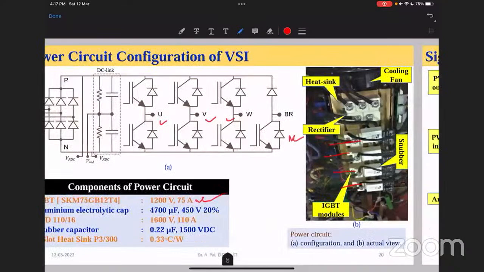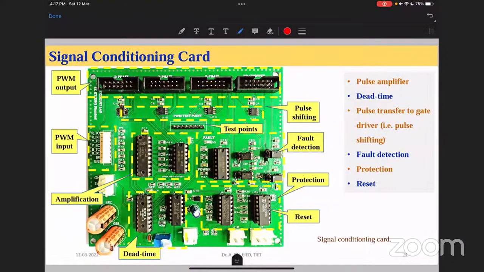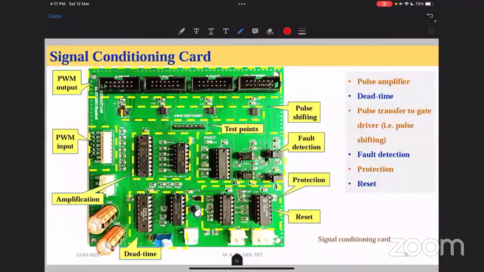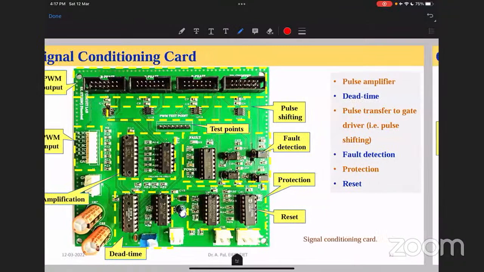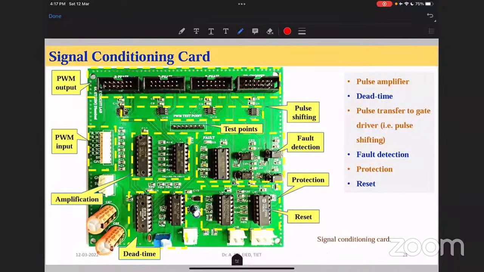This is the signal conditioning card. It is used for communicating between the gate driver circuit of the IGBTs and the controller, that is the DS1103. This circuit consists of different protection and fault detection circuits as well. It also works for amplification from 5 volt to 15 volt level, and it provides some dead time, dead band like that. So these are the purposes of these circuits.